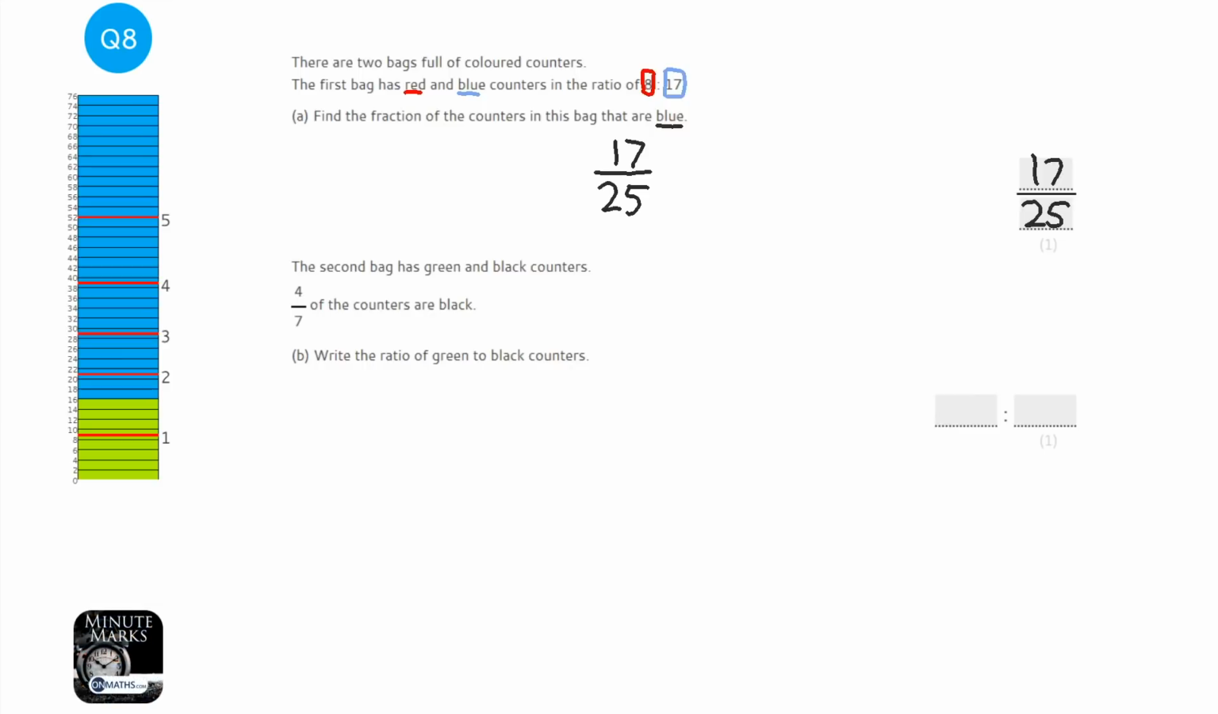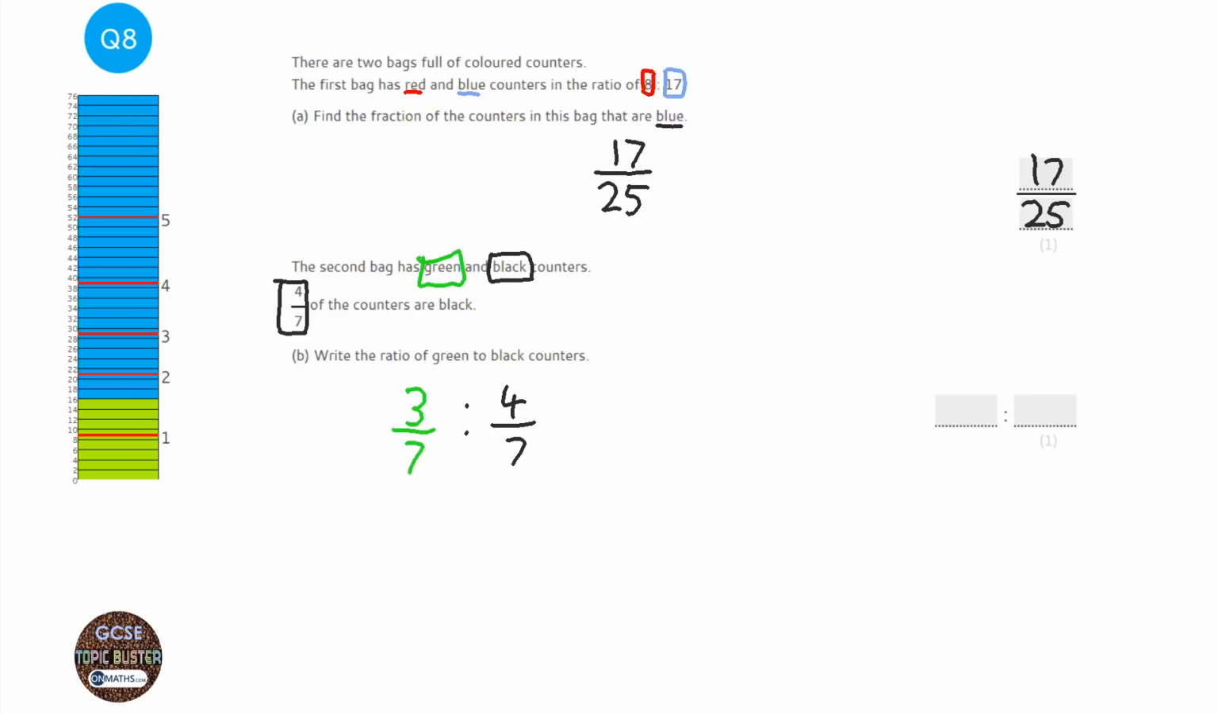Okay, the next one asks us to work the other way. So we've got green to black counters, and there's that fraction that are black. There's a couple of ways of doing this. I could write them down as fractions, actually, so why don't I try that? We know that there are 4/7 that are black, and we know that there are only green and black, so there must be 3/7 that are green, because it has to add up to 7/7, which is 1.